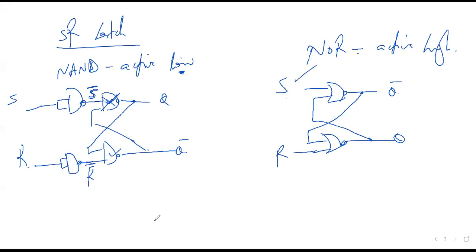However, both these two give you the same truth table. This is the truth table for an SR latch: 0011. The truth table for the SR latch has 4 states. We have the memory state, which is 00.